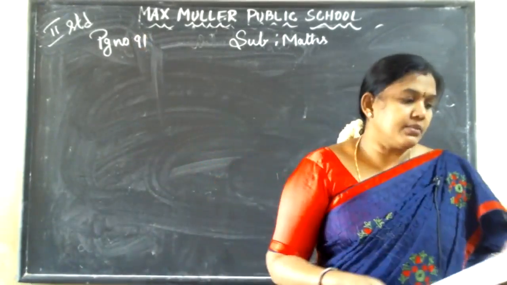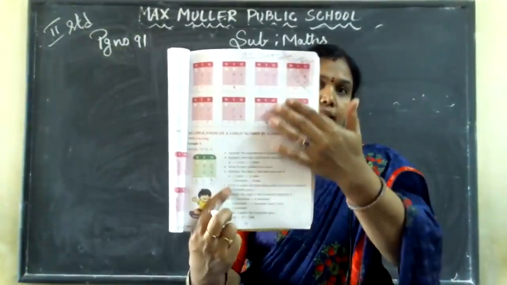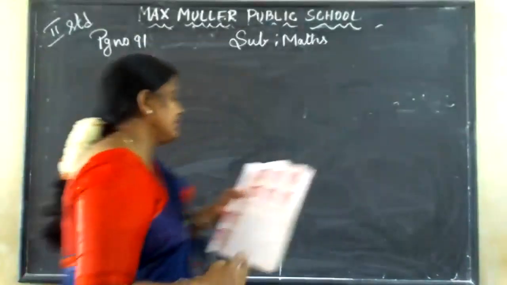Last class we did 8 sums. Now see the textbook, children, like this. This side, 8 sums are there. That I am doing now.